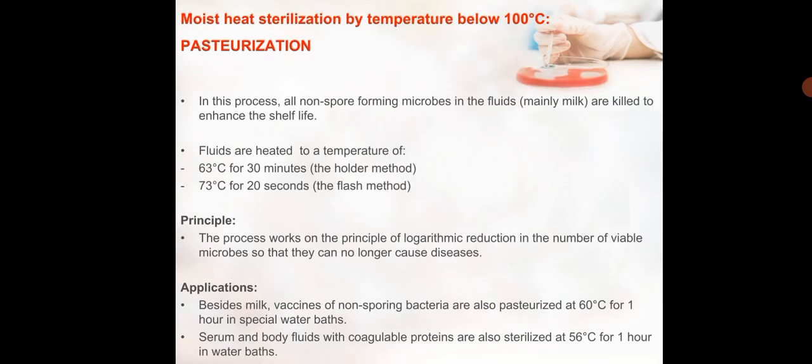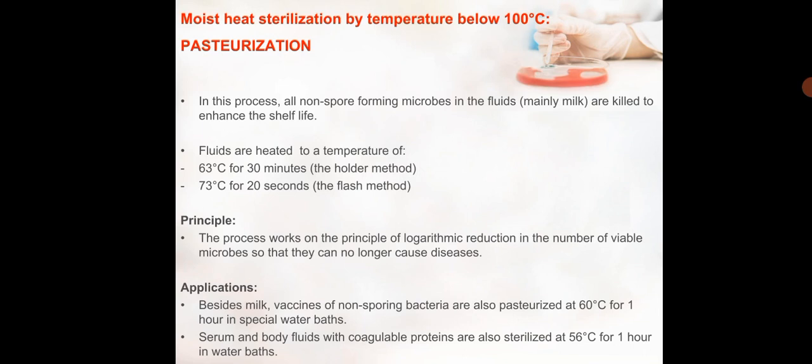Moist heat sterilization attained at a temperature below 100 degrees Celsius includes number 1, pasteurization. In this process, all non-spore forming microbes in fluids, mainly milk, are killed to enhance the shelf life. Fluids are heated to 63 degrees Celsius for 30 minutes, also known as Holder's method, and 73 degrees Celsius for 20 seconds, also known as the Flash method. The process works on the principle of logarithmic reduction in the number of viable microbes so that they can no longer cause disease.